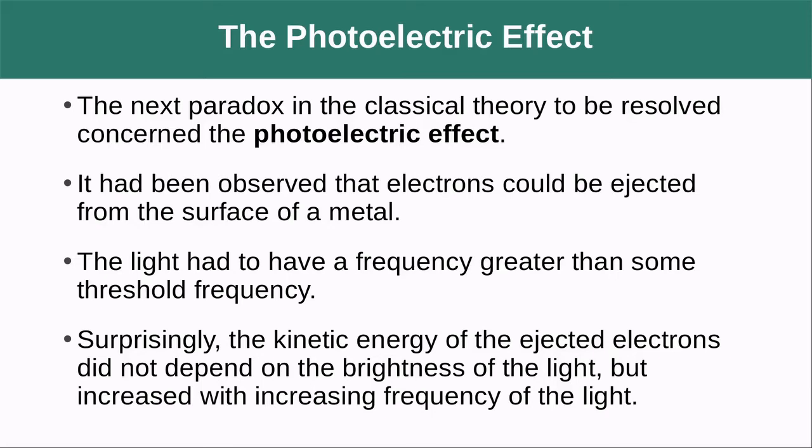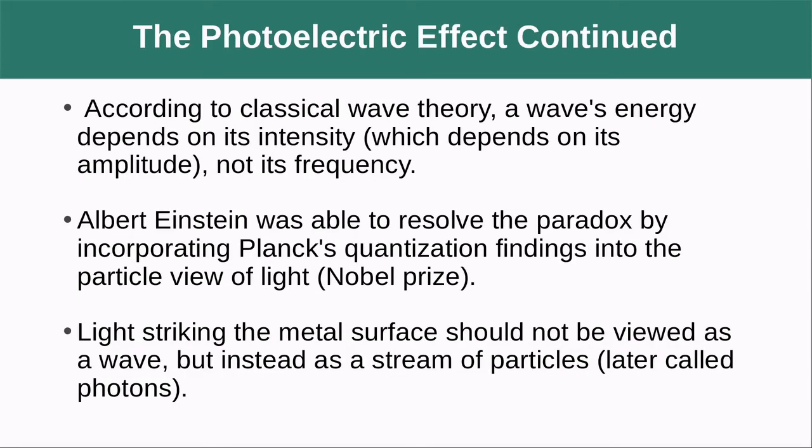And what was surprising to them is that this didn't rely on the brightness of the light, but instead on its frequency. So they thought if I just keep hitting it with brighter and brighter light, I'll get more and more electricity out. That seems to make sense. But it wasn't the important thing to actually get the electrons to eject. So according to classical wave theory, a wave's energy depends on its intensity, which depends on its amplitude, not its frequency.